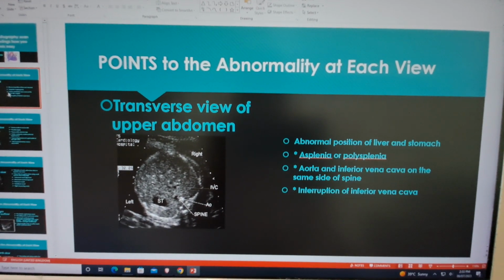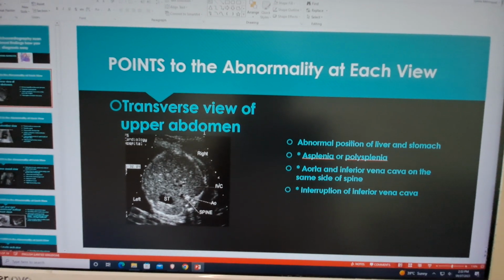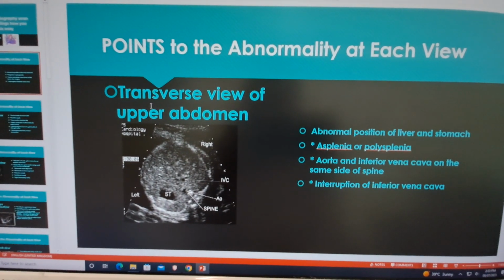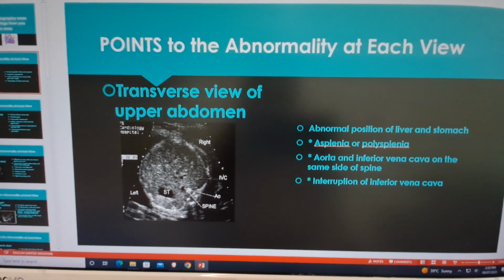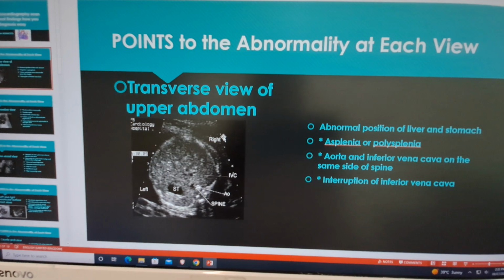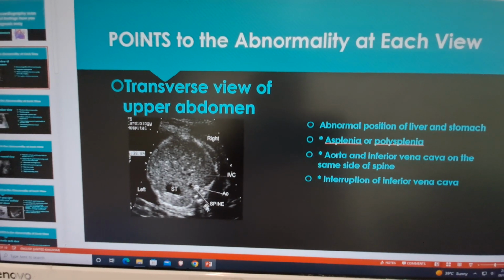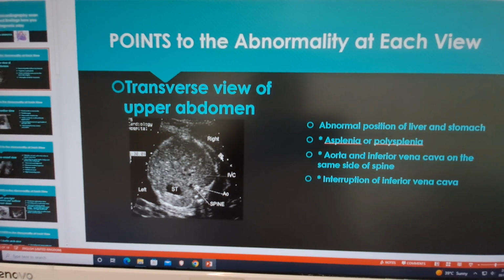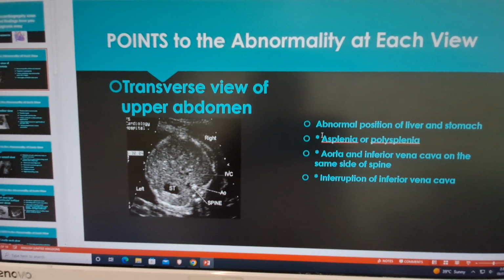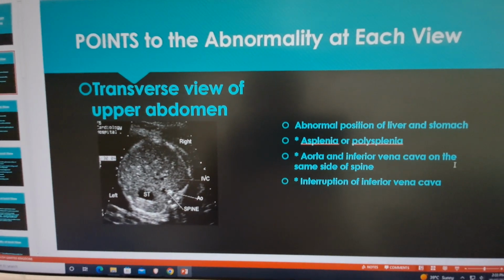First we have to scan the fetus. We go from the transverse view of the upper abdomen, where we can see the stomach and spine, and then we have to determine which side of the baby is right and left. If you see the stomach on the right or left, you have to exclude these findings.